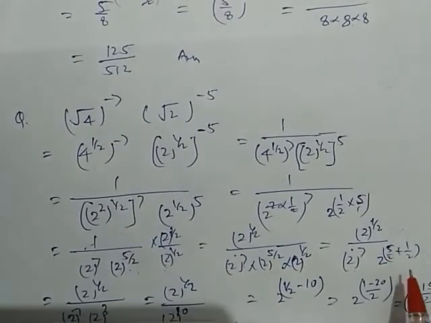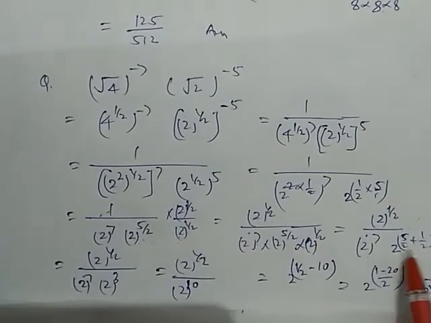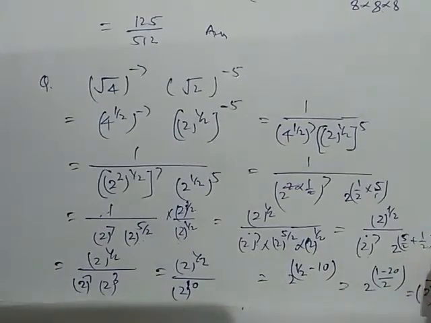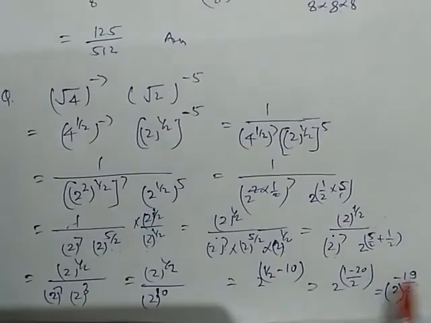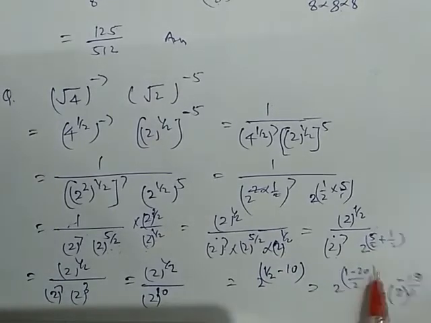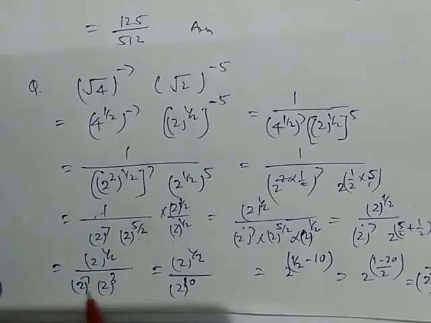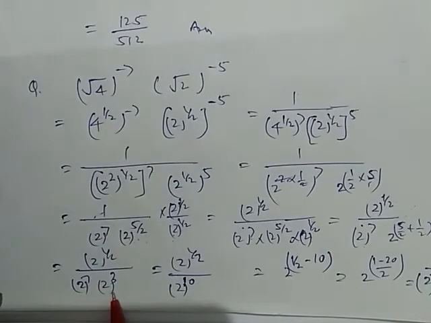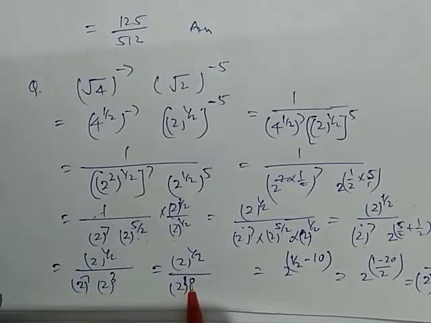Now add this. Here the denominator is the same, so the LCM is 2, and by solving this we get 3. 2 to the power half upon 2 to the power 7 upon 2 to the power 3. Here both the bases are the same, so the powers are adding, so they become 7 plus 3, 10.